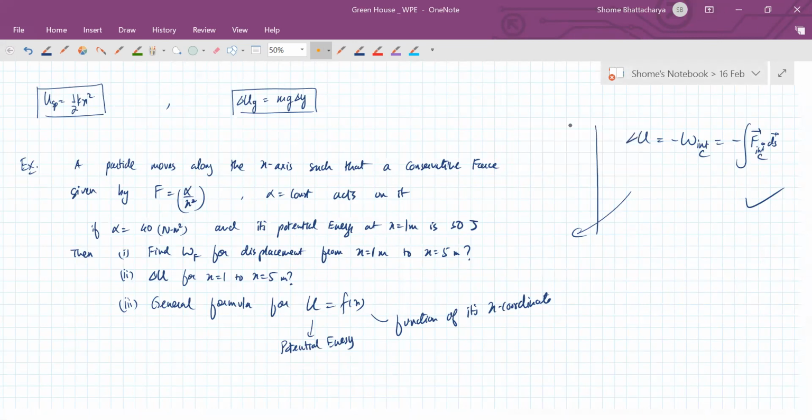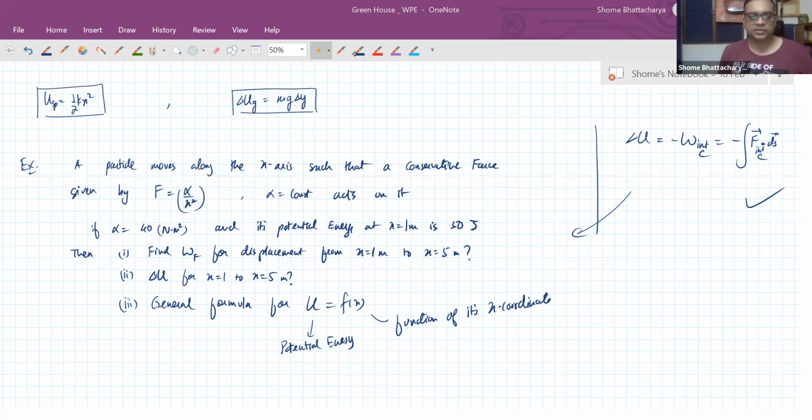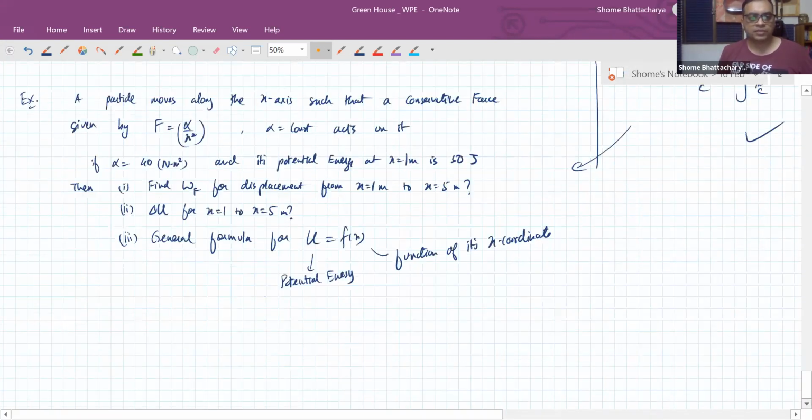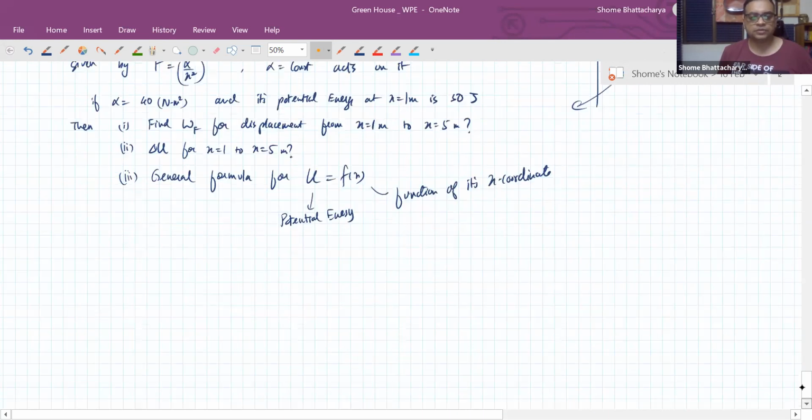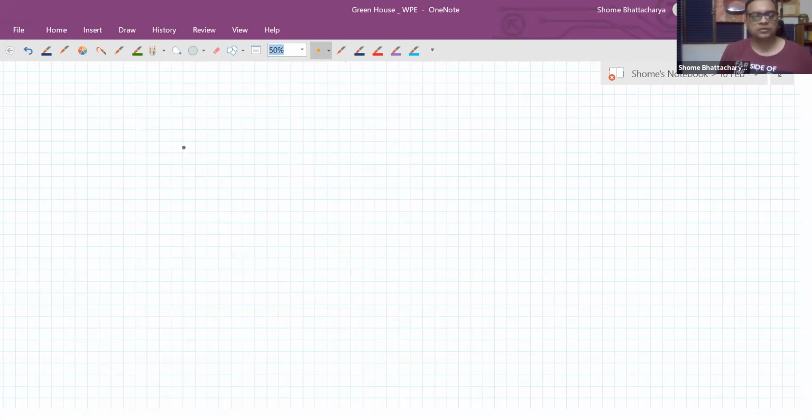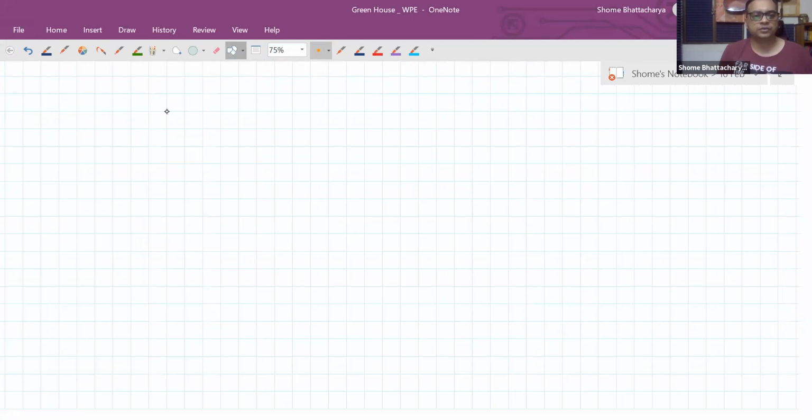Okay, let's understand. The first and foremost thing here is you can see that the direction of the force is positive, because alpha is a positive quantity, and you're moving from x equal to 1 to x equal to 5, in the positive x direction. So how can the work done by the force be negative? The work done by the force has to be a positive quantity. Delta U will be negative. And this only is the internal conservative force now. The force F is only the internal conservative force.